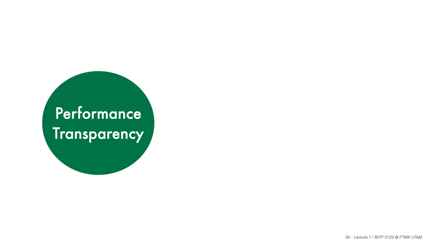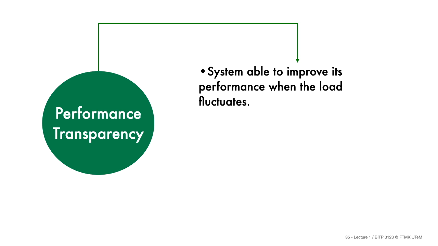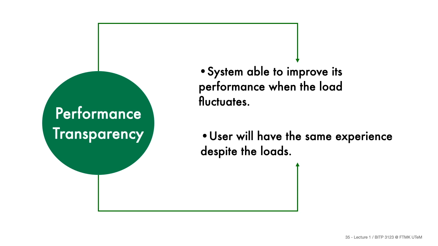The final aspect of transparency is performance. Some applications perform well when the load is low. However, when the load is high, the system cannot perform well. User can feel that the amount of waiting time is increasing when the load is high. System should be able to improve its performance when the load fluctuates. The application monitors the number of accesses to the resources. In that way, the user will have the same experience despite the load.